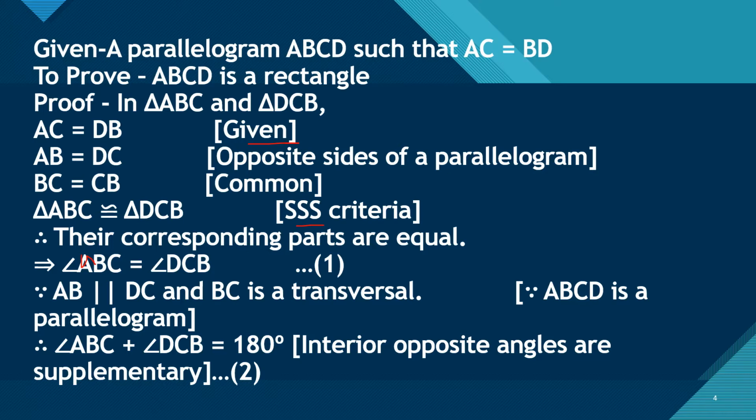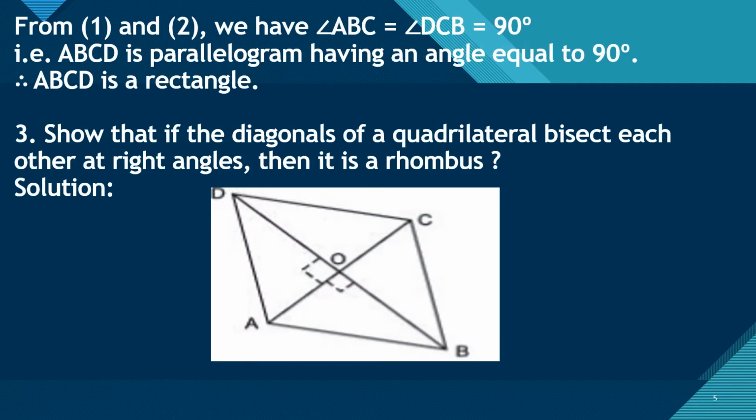Therefore, AB is parallel to DC and BC is a transversal. Therefore, since ABCD is a parallelogram, angle ABC plus angle DCB is equal to 180 degrees. Interior opposite angles are supplementary. These are the second equation. And next, from 1 and 2, we have angle ABC equal to angle DCB equal to 90 degrees. That is, ABCD is a parallelogram having an angle equal to 90 degrees. So, therefore, ABCD is a rectangle. So we have completed two questions and we will now move on to the third question.